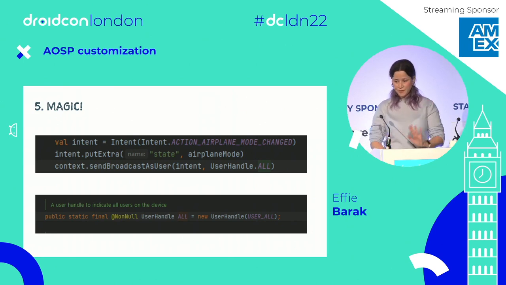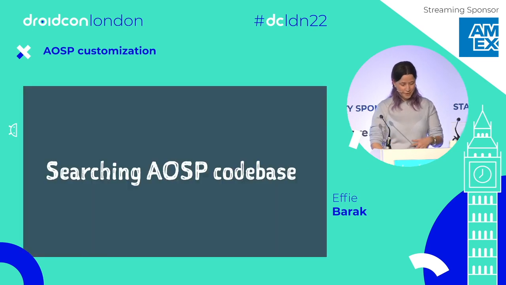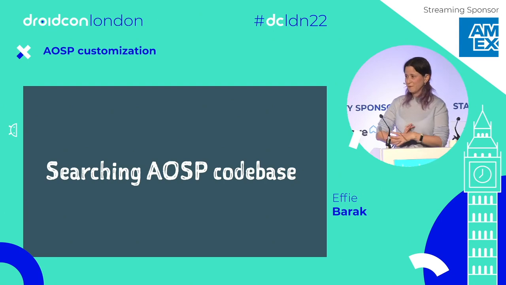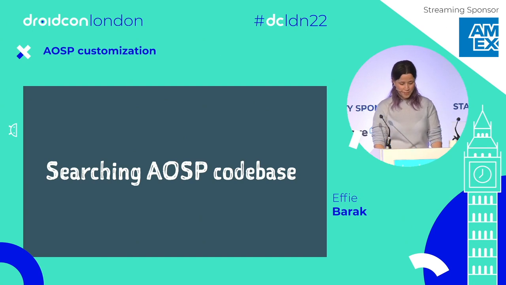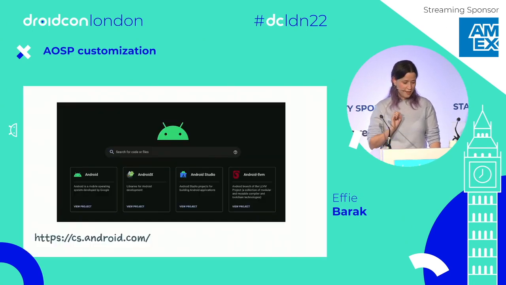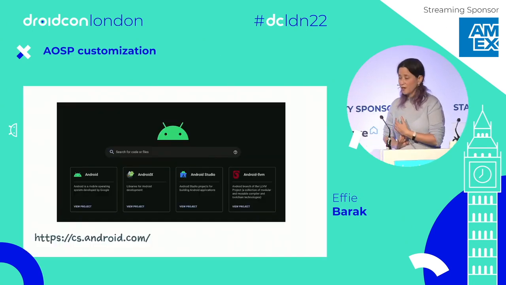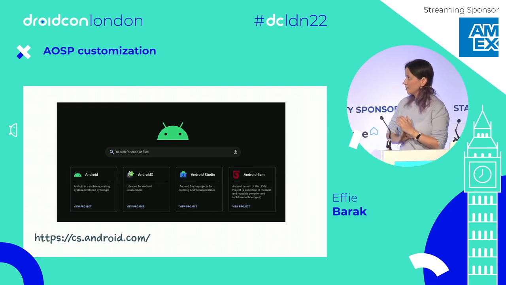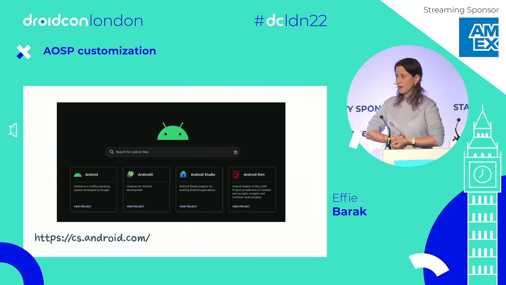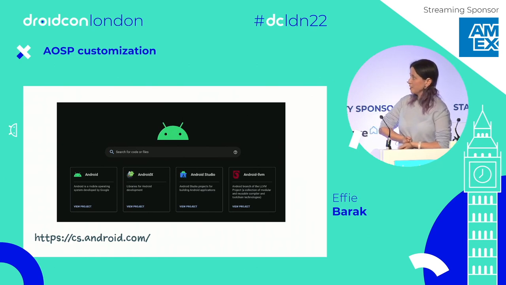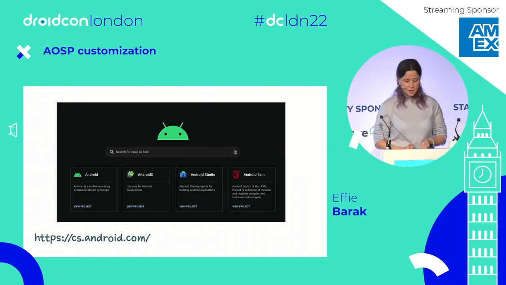All right, very last thing. Very last thing, and it's the most useful thing to have in your toolbox when you build for AOSP, is searching the AOSP codebase. Go to cs.android.com and search anything, any file name, any particular thing you want to know. Oh, you want to know how Google sets airplane mode in their settings app? You can find it here.